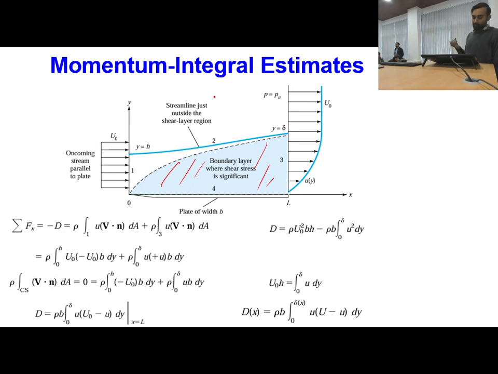Now to understand this, I considered that this is my thin boundary layer, and say u infinity, u naught, is my free stream velocity, and I have some streamline outside the boundary layer which is starting at a distance of y equal to h, and this streamline is slightly deflecting along the flow and it is reaching a distance of y equal to delta at the trailing edge of the plate.